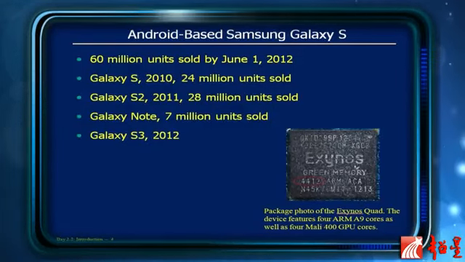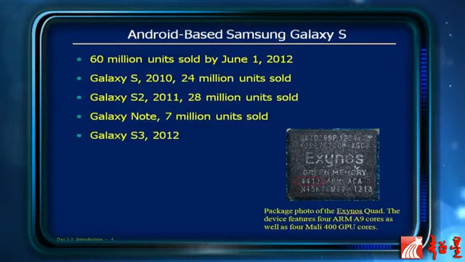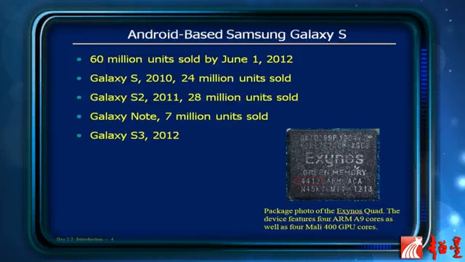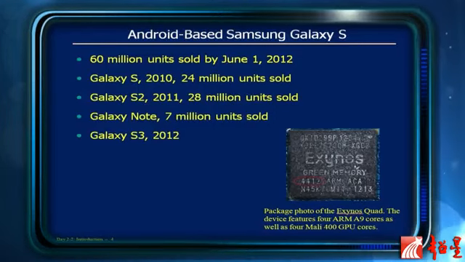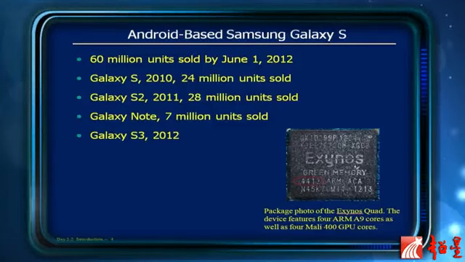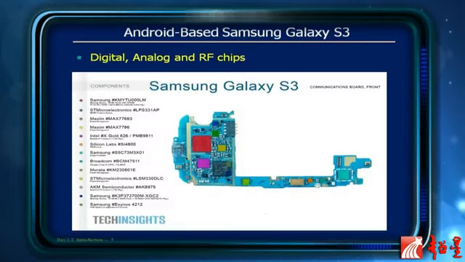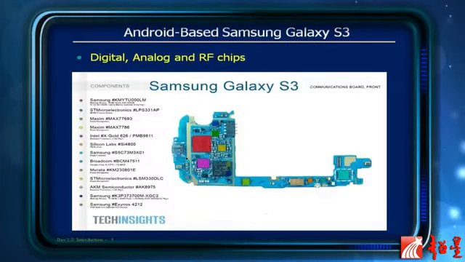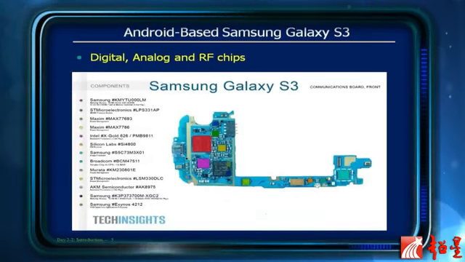Okay, it sold 16 million units of their Galaxy S smartphone. You can see how 2 years ago they sold 24 million, and then last year they sold 28 million, and this year, of course, they're going to sell more. And this is Samsung's Galaxy S3, the latest cell phone.